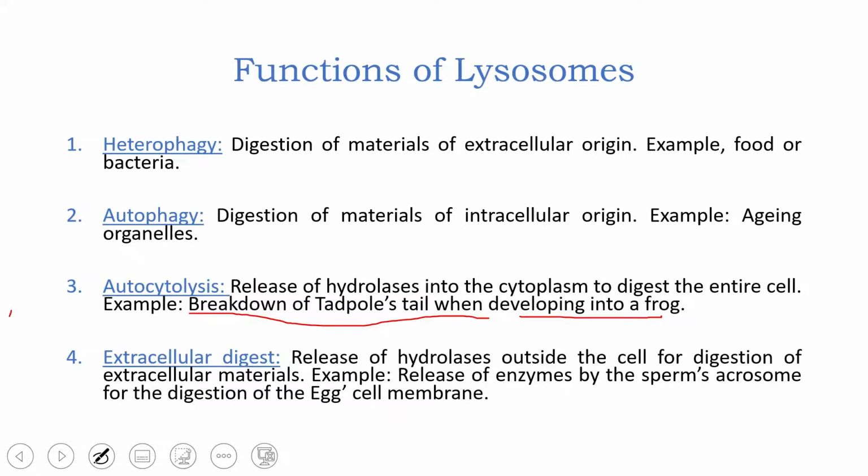An example is the release of enzymes by the sperm acrosome for the digestion of the egg's cell membrane. Whenever the sperm has to fertilize the egg, that is when the sperm releases the lysosomal enzymes for the degradation of the egg's cell membrane, so that all the sperm's contents can be released into the cell. So this is an example of extracellular digest.